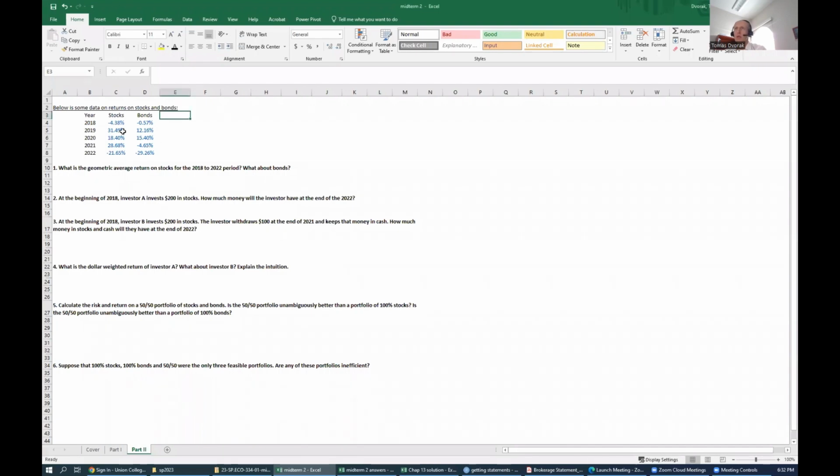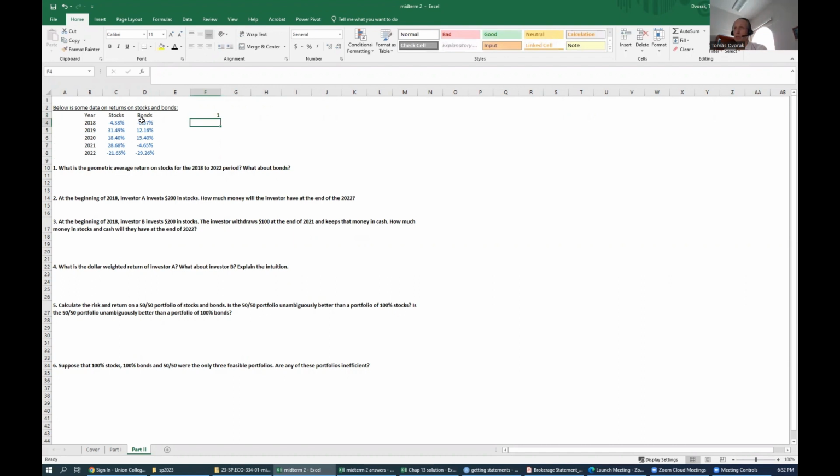In this question, we have returns on stocks and bonds for the last 5 years. We're supposed to calculate the geometric average returns on stocks and bonds. So to calculate the geometric average returns, we need to calculate some helper series.